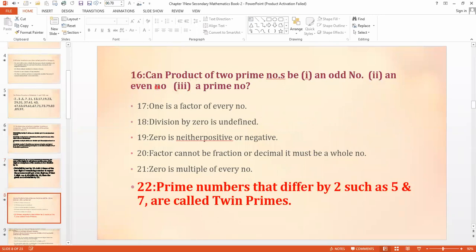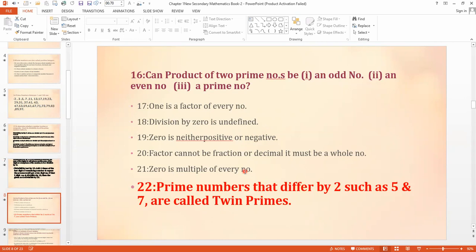According to this point, can the product of two prime numbers be an odd number, an even number, or a prime number, or all these three? This is your assignment. In the next video I upload, I will ask you about this. You have to write the answer in the comments.